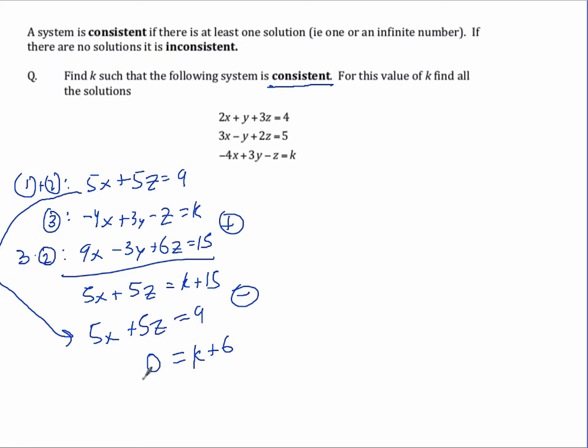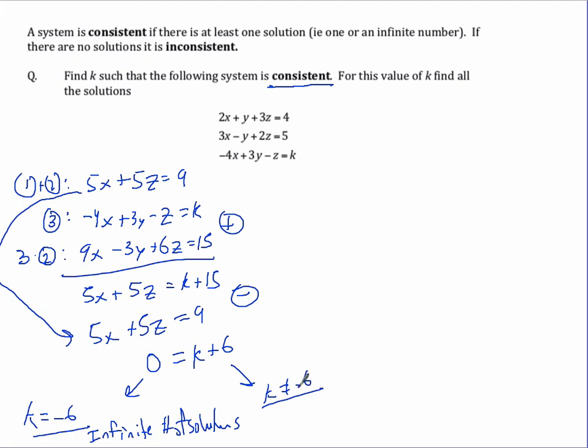So now let's break it down. If k equals negative 6, then we get 0 equals 0, infinite number of solutions. So they meet at a line, right? Okay, if k does not equal negative 6, then we get no solution, right? Because we get 0 equals some number, so it's going to be nonsense, so no solution. Or we could say consistent and inconsistent, I guess, if you want to be consistent with the language.